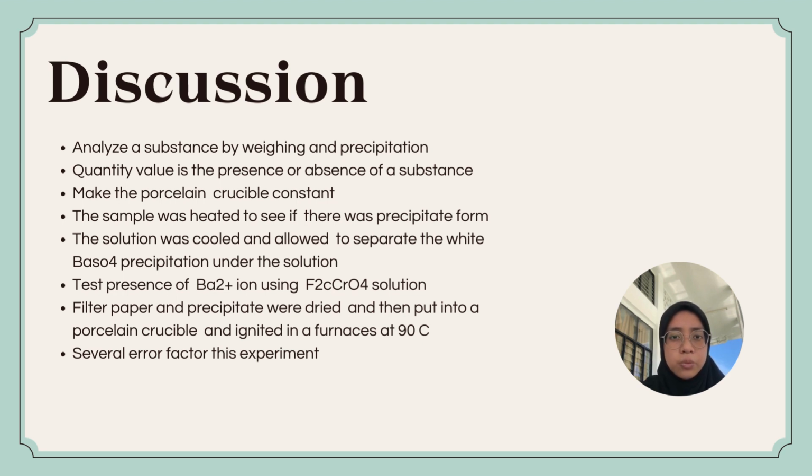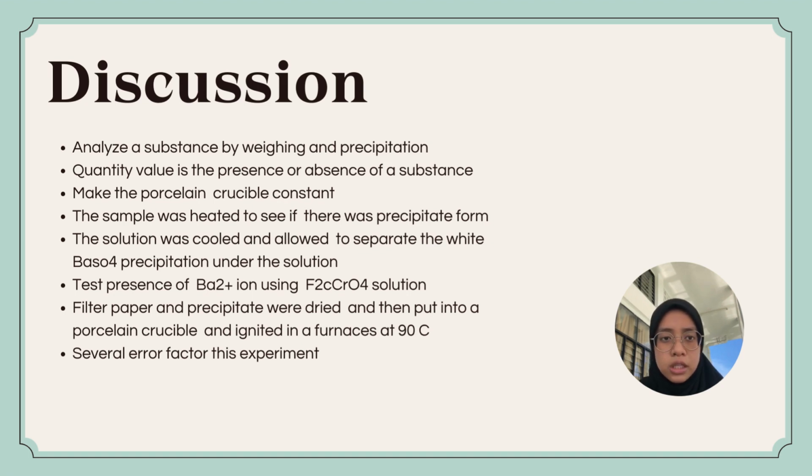Before doing the practicum, we must first make the porcelain crucible constant because if it is not constant, it will result in severe calculation errors so that the levels may not be appropriate. Constant means that the difference between one weighing and the next is only slight, with a tolerance of 5%.